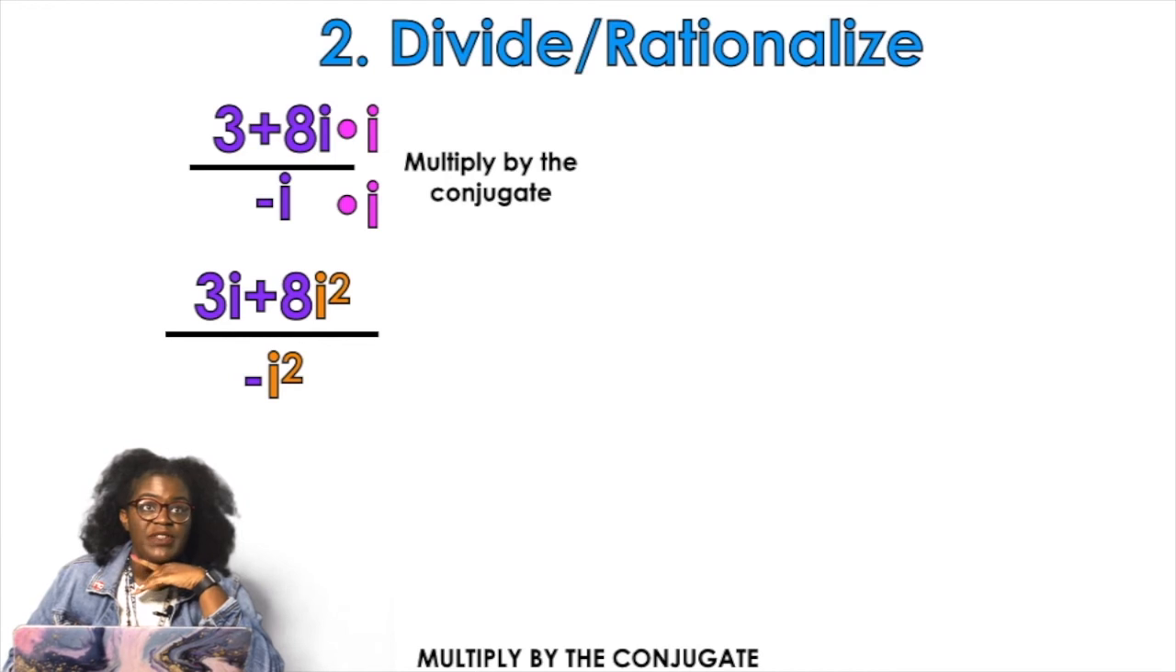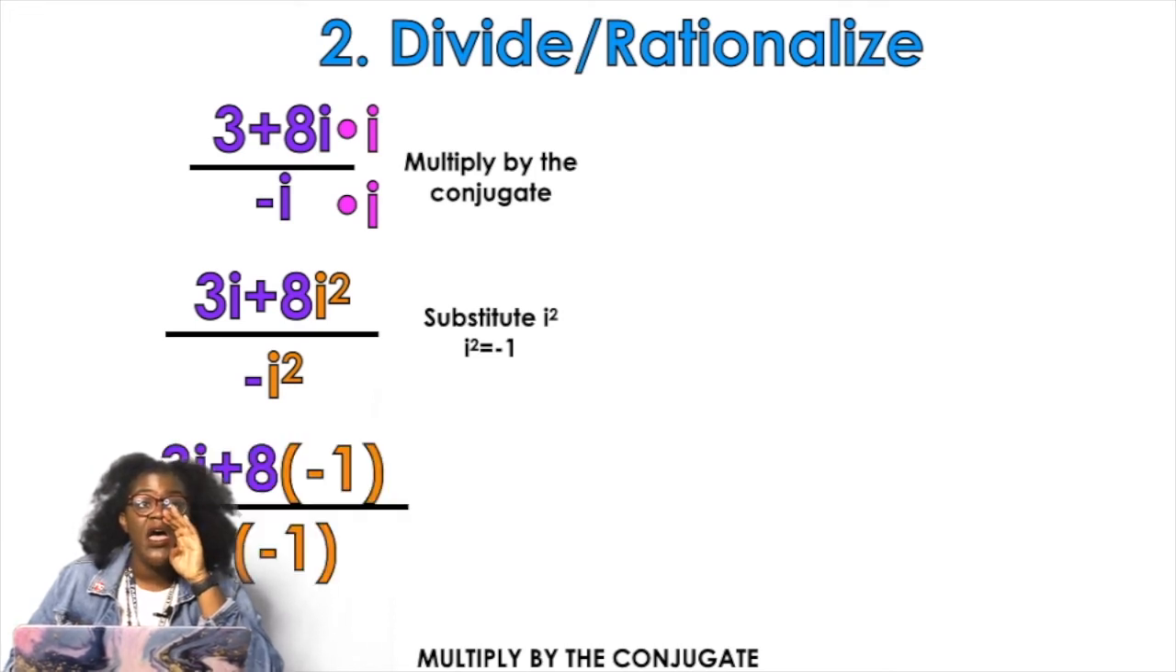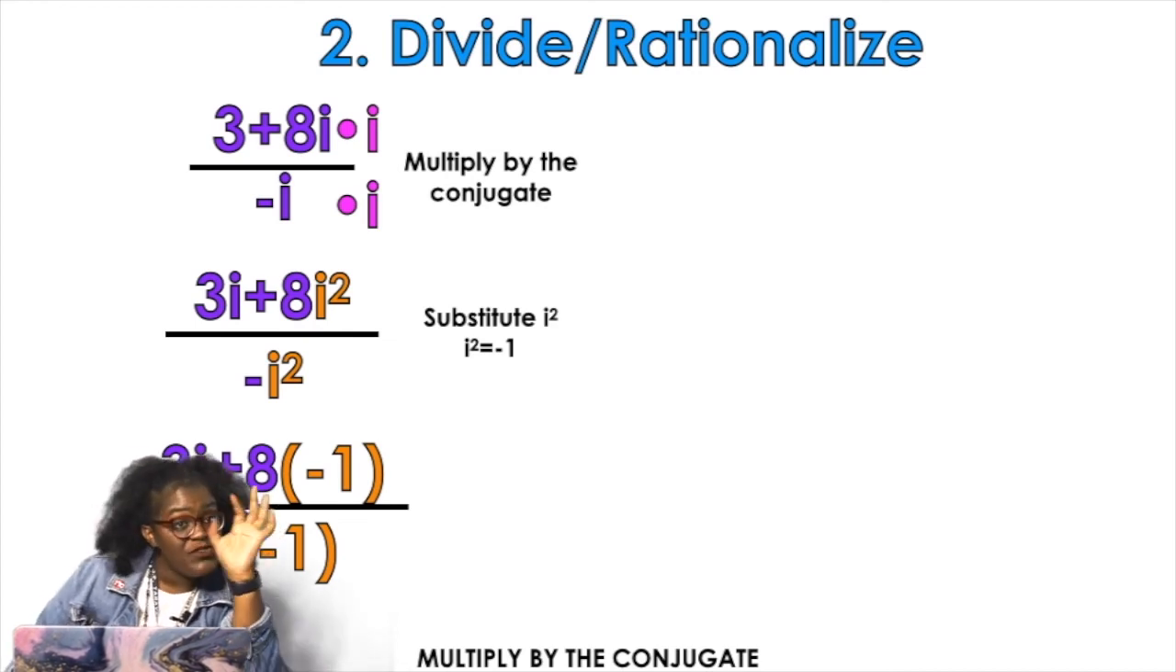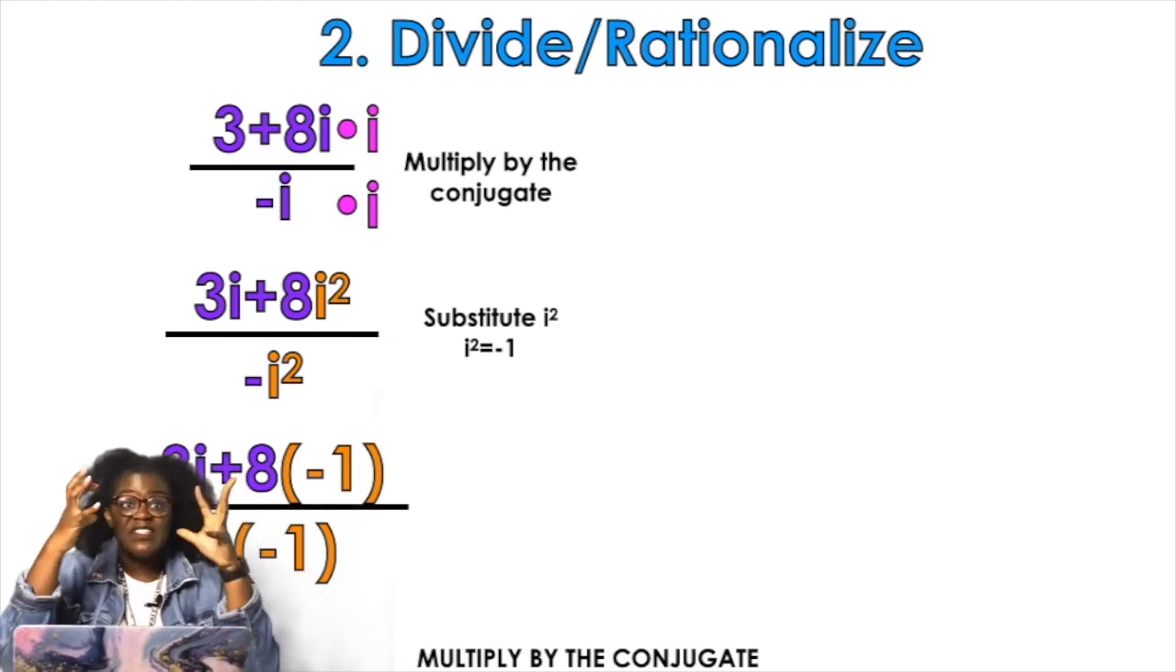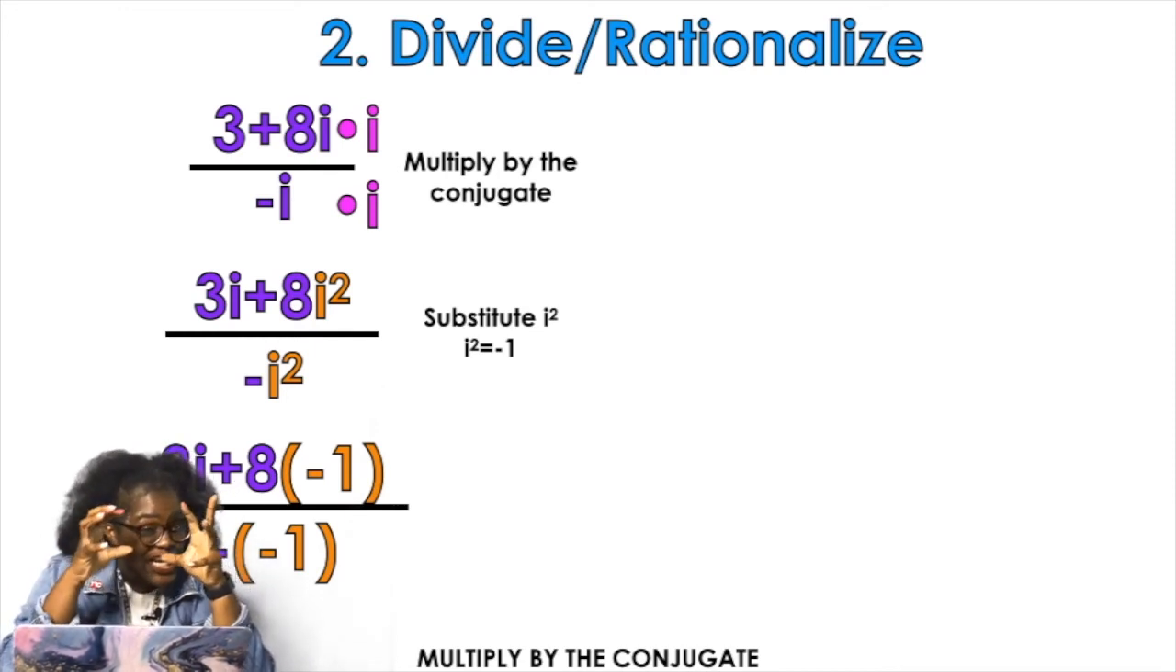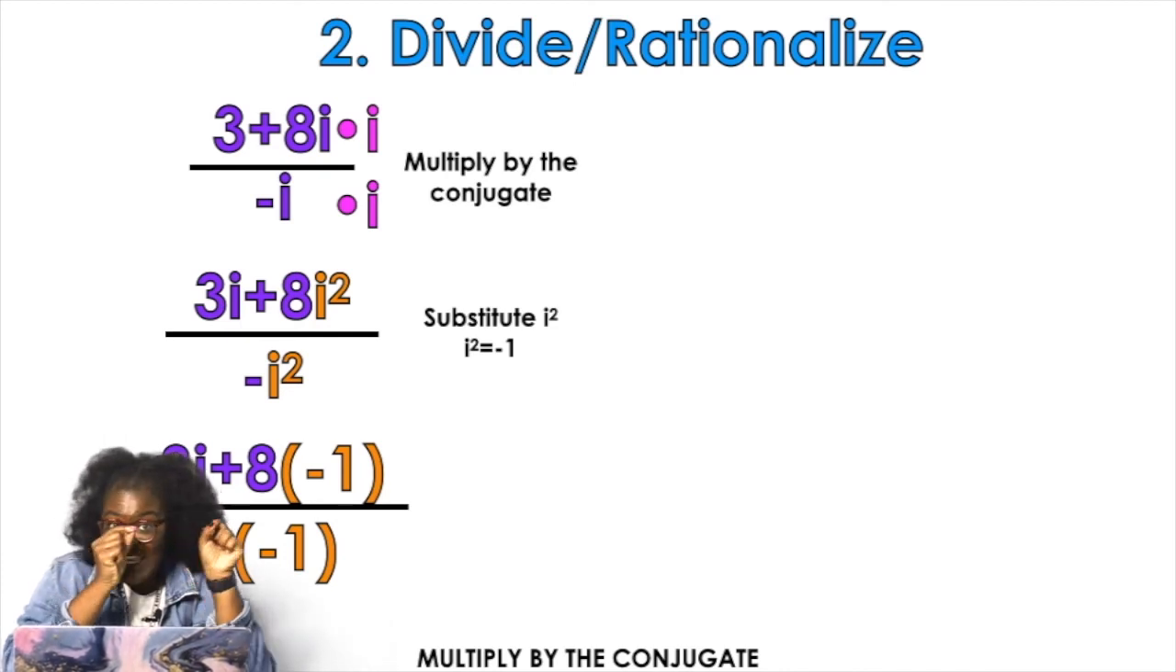Okay, so we're going to distribute that i. So we're going to get 3i on top plus 8i squared. And on the bottom, we're going to get negative i squared. Okay, so we're going to substitute i squared for negative 1. So good, 3i plus 8 times negative 1 over negative, because that purple negative, you see why I kept it purple on purpose, because I have to substitute i squared, and that's what turned orange. The i squared turned negative 1, but that negative was already on the outside.